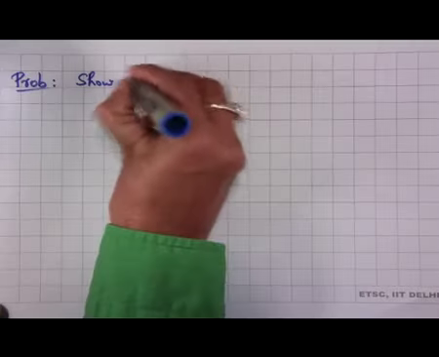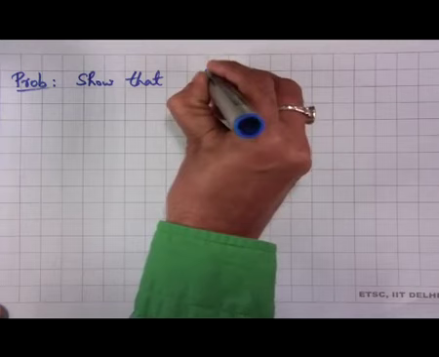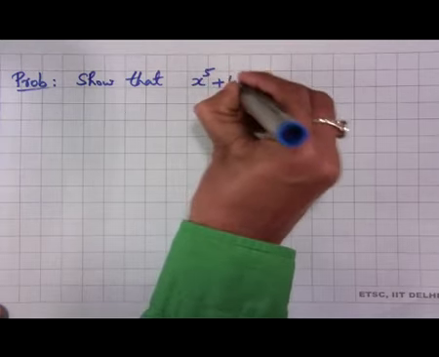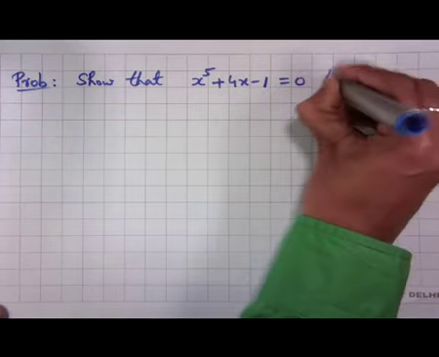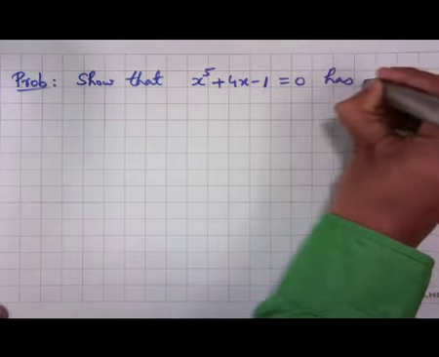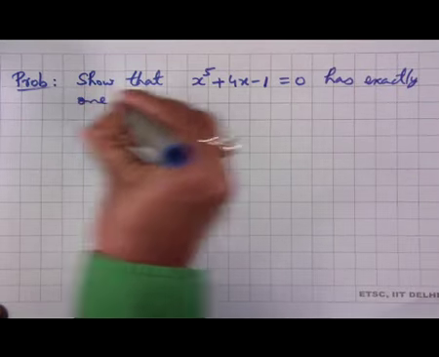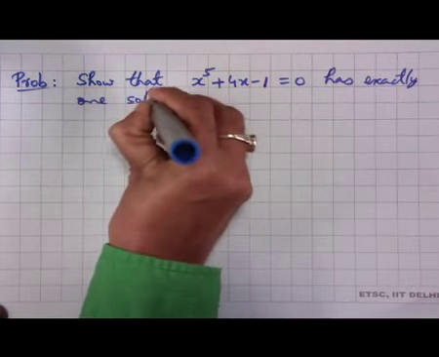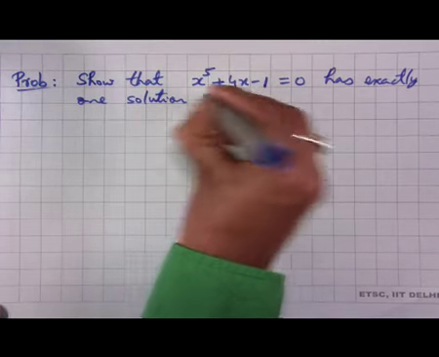So, now let us look at one problem. Show that x to the 5 plus 4 x minus 1 equal to 0 has exactly one solution in R.